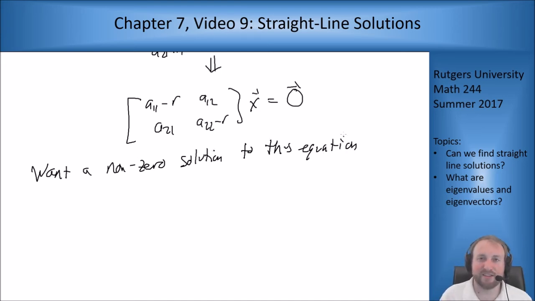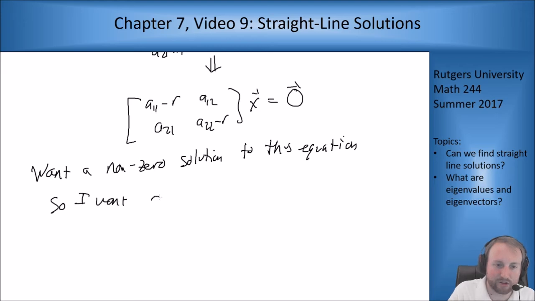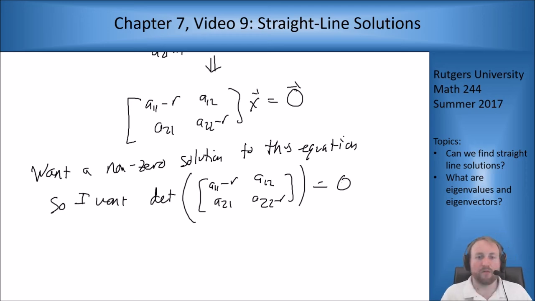And so we talked about this a little bit when I was talking about invertibility. If I want a non-zero solution, I need something else to be true. I want the determinant of [a11 minus r, a12; a21, a22 minus r] to be 0. If my determinant is not 0, then I cannot have a non-zero solution to the equation. So if I want something that's non-zero, I better make this be 0.